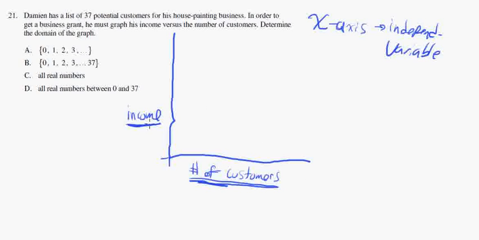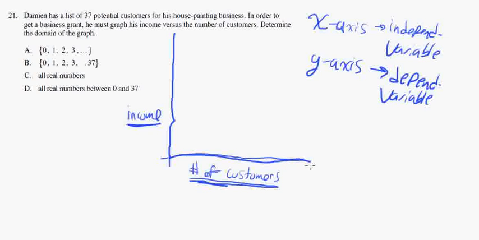Your income, however, is controlled by the number of customers. And in class we discussed that the y-axis is the dependent variable, because the y-axis depends on whatever the independent variable is. So the dependent variable depends on the independent variable. The independent variable doesn't depend on anything. So the number of customers is our independent variable, because it doesn't really depend on anything. The income, however, does depend on the number of customers.